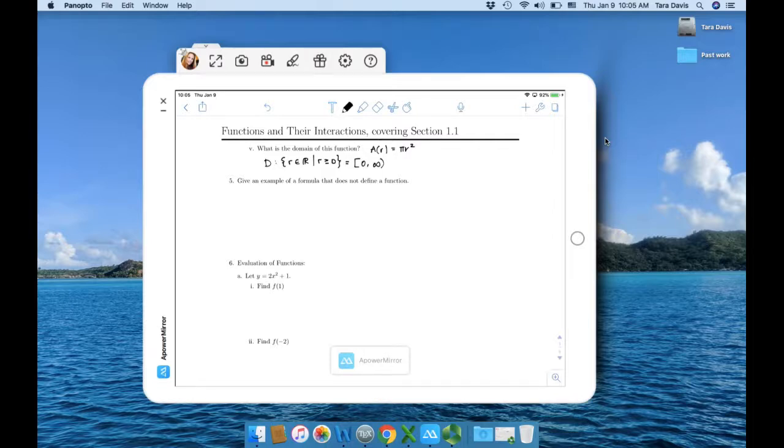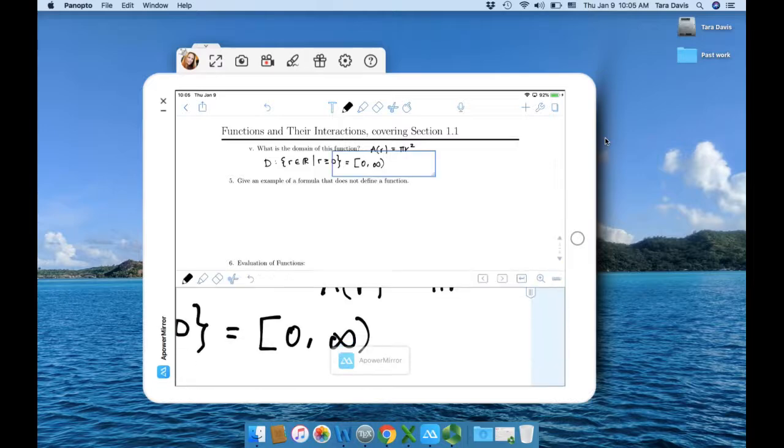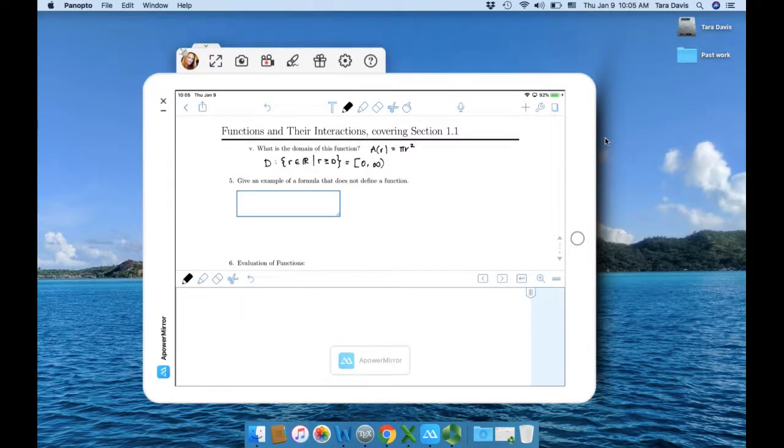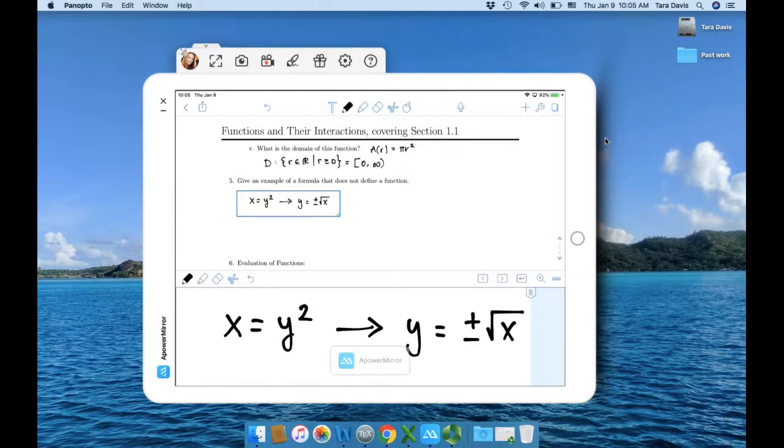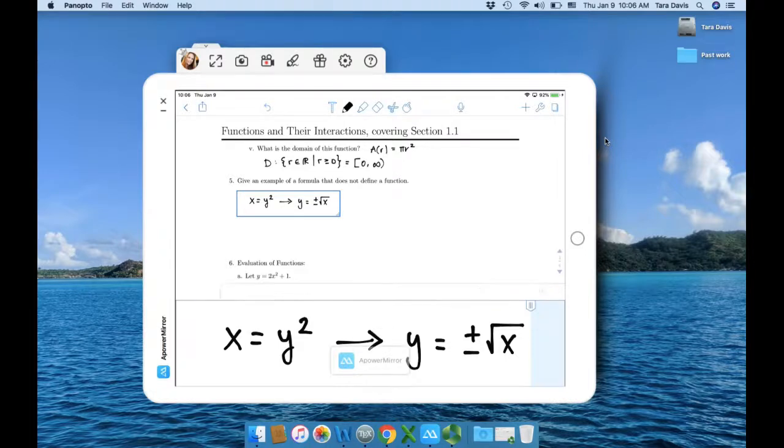It's kind of tricky, but for example, if you have x equals y squared, that's an equation, but it doesn't really define a function if we think that x is the independent variable, because when I solve for y, I would have y equals plus and minus the square root of x. So for example, if I plug in x equals 1, I would get two y values out, 1 and negative 1. So something like that, with a plus and a minus, is an example of a formula that does not define a function.